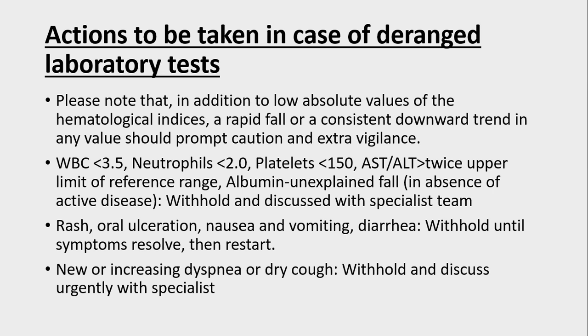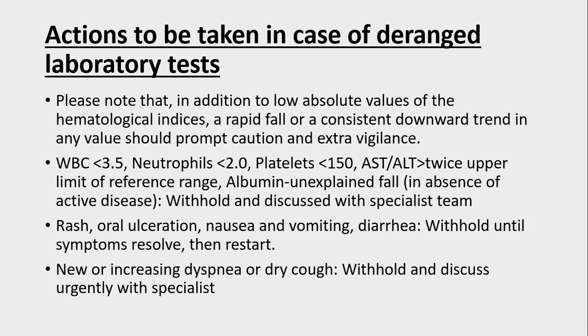Actions to be taken in case of deranged laboratory tests. Please note that in addition to low absolute values of hematological indices, a rapid fall or consistent downward trend in any value should prompt caution and extra vigilance. So if WBC count falls to 3.5 or neutrophils less than 2, platelets less than 150, ALT or AST twice the upper limit of reference range, or albumin has an unexplained fall, withhold the drug and discuss with the medical specialist.